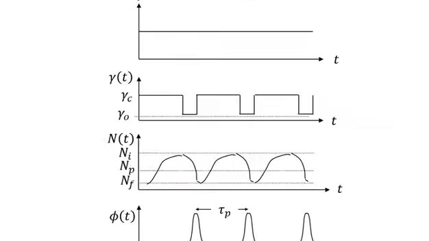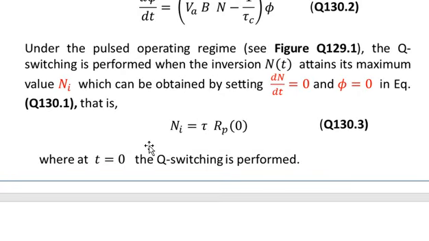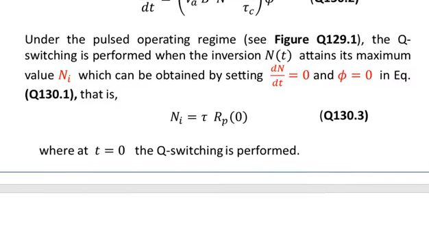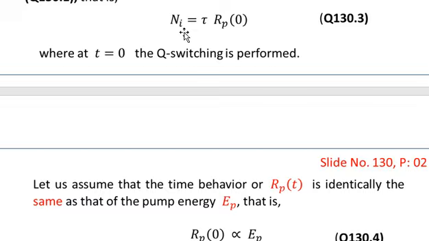Then, solving the equation number 1, we can write that ni is equal to tau times rp at time t equal to 0. This time t equal to 0 is the time when the Q switching is performed, that is, the Q switch is set in the open state. So this is the value of ni that we can determine, where tau is the lifetime of the upper state of the laser, and if the value of rp when the switching is performed is known, then ni can be determined very easily.